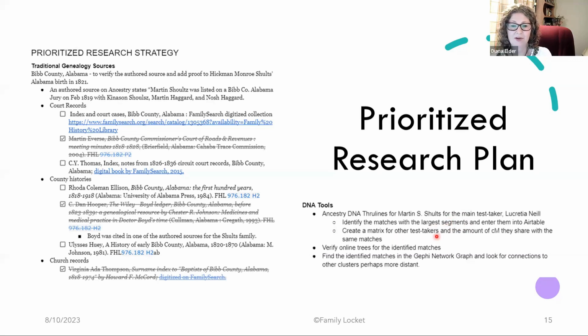And then I also have a few other test takers, so I wanted to do a matrix and just see how much they share, verifying a good genetic network for Martin Shults. And then verify the online trees. And I put Gephi last here because I thought with the number of matches, I probably will be able to, just using through lines, have enough. But if I want to go for it and find some more, I could always do Gephi. So I put this last because these two are easier to do. They're just right there for me to work on.